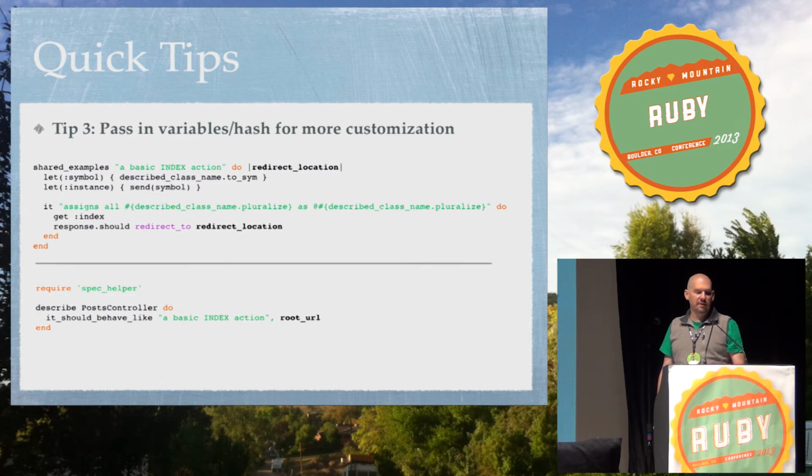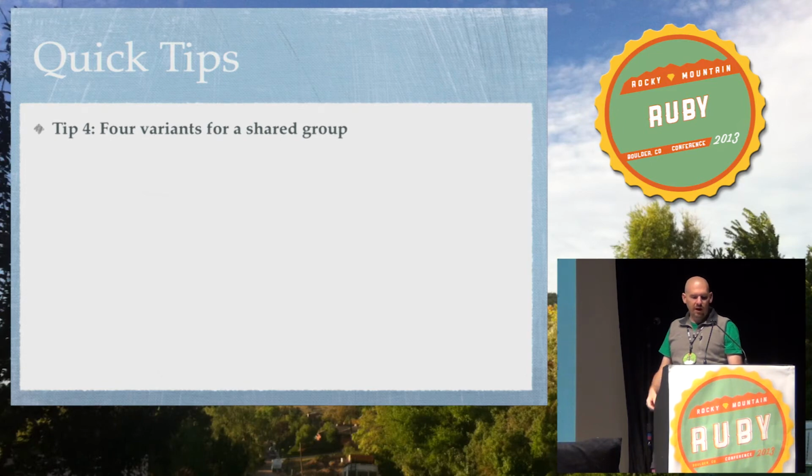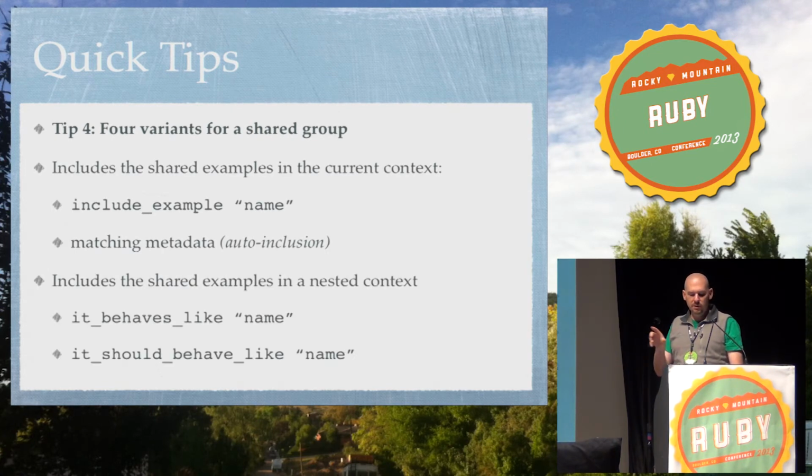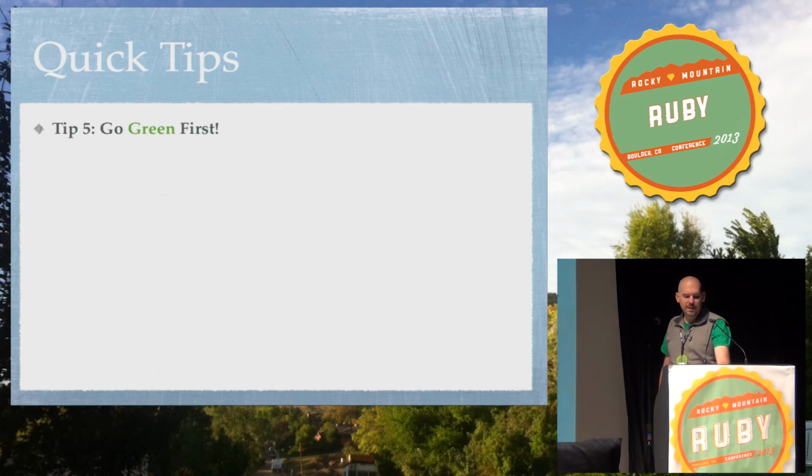Tip 3, you can actually pass in variables to shared examples. So you can do fancy stuff, like I might have a controller test that redirects to a different place than normal. I can pass that in. Tip 4, the 4 variants of the shared group. 2 of them are in the current context, and 2 of them create their own nested context, so just be aware of that. And tip 5, go green first before you do this.